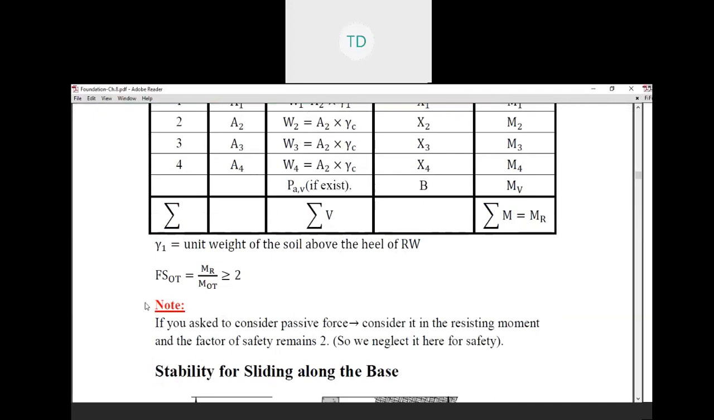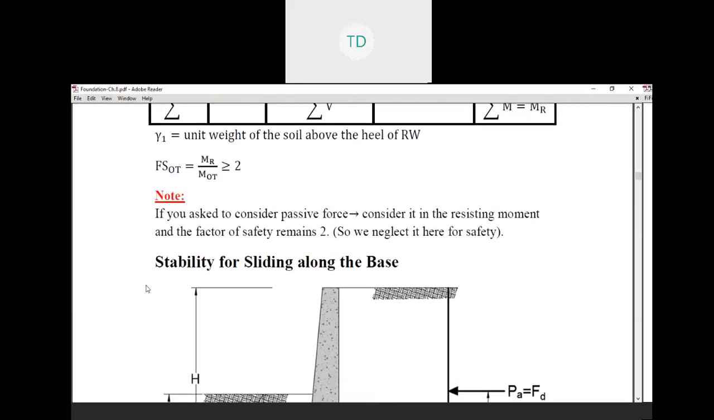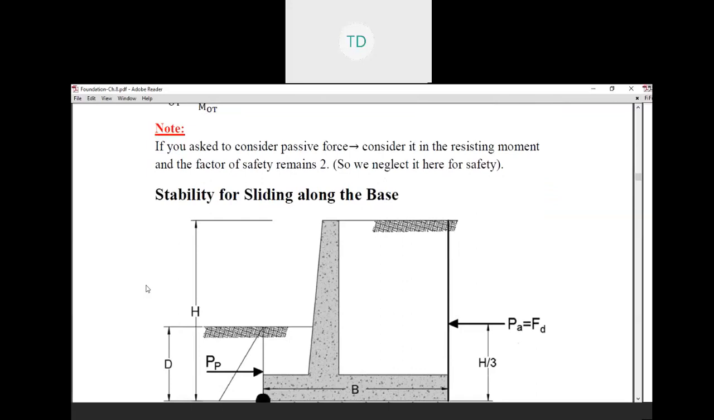Now, if you are asked to consider passive force, consider it in the resisting moment, and the factor of safety remains 2. So we neglect it here for safety.